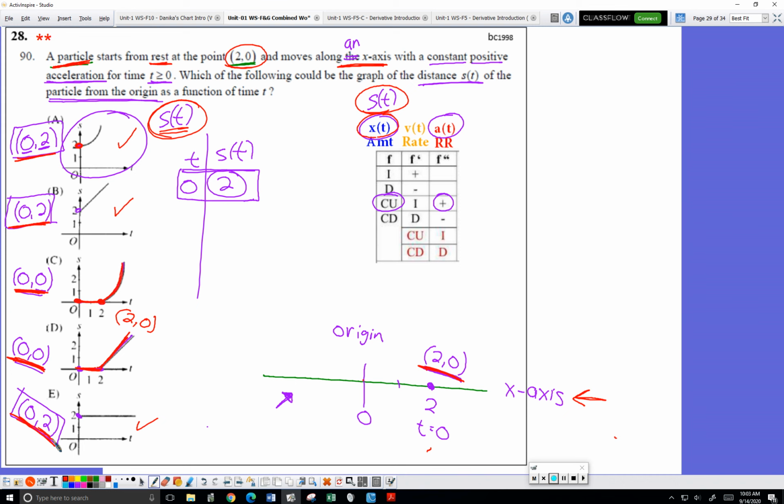Next clue says the acceleration is always constant and positive. Acceleration versus position: my acceleration is always positive, so my position graph must be concave up. That's why this is the only one that works. After you have a question, go ahead, Jim. Acceleration. So the way you want to remember it is acceleration is the second derivative of position.